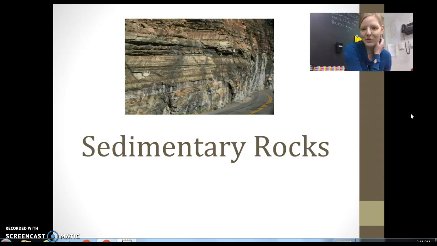Think about it: have you ever seen rocks like in this picture before, where they have the layers to them? Anytime you see big layers of rocks on the side of the road, that's going to be a sedimentary rock. That's the type of rock that fossils form in because of the layering factor.